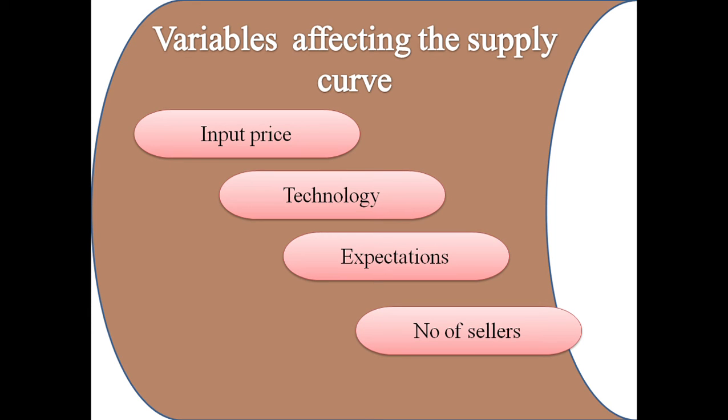Next we have technology. With the advancement in technology, cost of production of many goods is falling. Therefore, the supply will increase. अगर cost of production कम हो जाता है तो उस प्रोडक्ट का सप्लाई और प्रोडक्शन बहुत ही प्रॉफिटेबल हो जाता है.